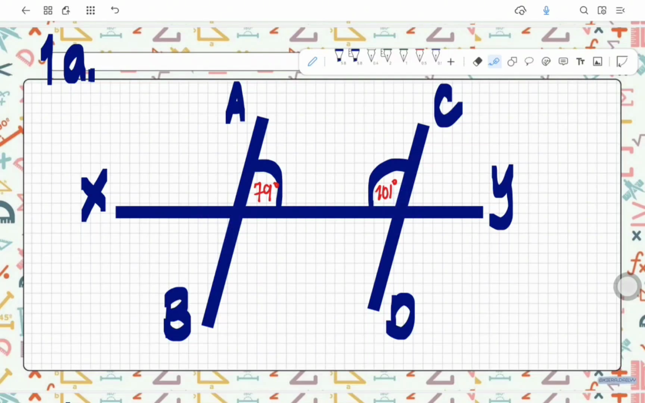Now let's go with number 1, 1A. The first angle is 79 degrees and the other angle is 101 degrees. Are they parallel to each other? Yes or no? The answer is yes, because 79 plus 101 is equal to 180. Therefore, line AB is parallel to line CD.